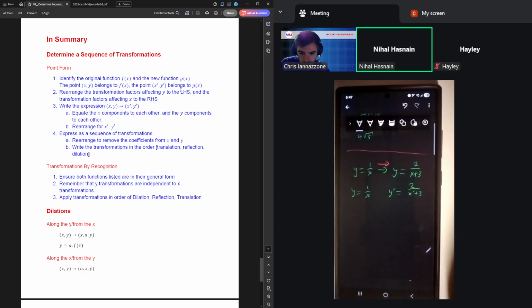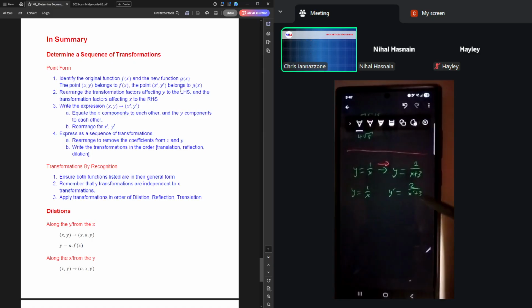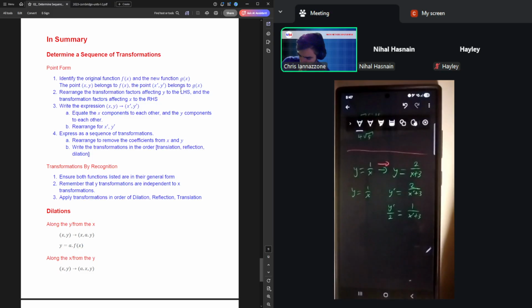So we can take the 2 to the other side. Y dash on 2 equals 1 on x dash plus 3. Anything else? I don't think we can do anything else. Yeah, that's exactly right. So that's the only factor that was a y transformation.